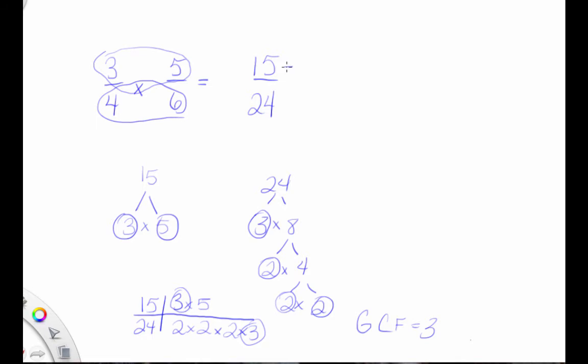So that means we divide both the numerator and denominator by 3. 15 divided by 3 is 5, and 24 divided by 3 is 8. So this is how we simplify after we multiply.